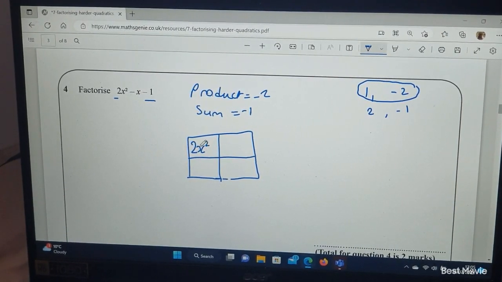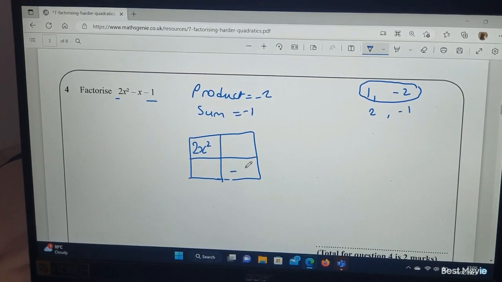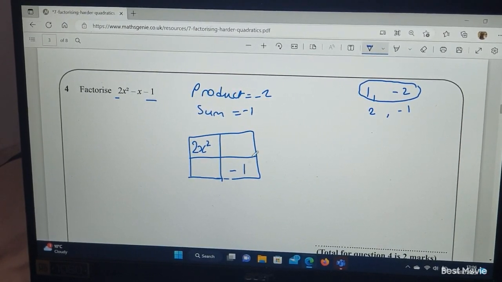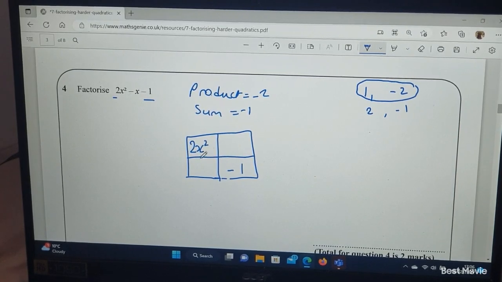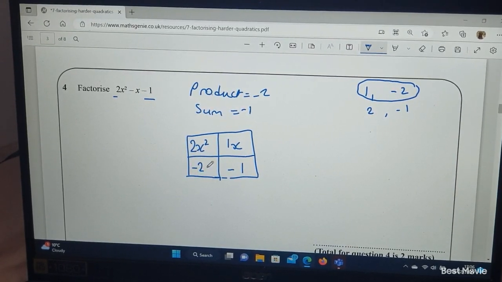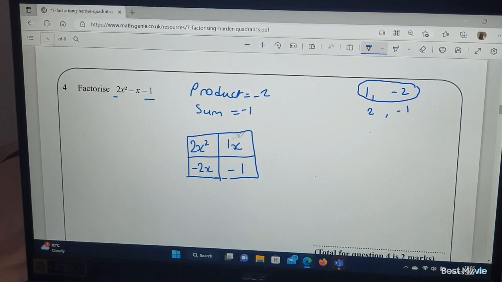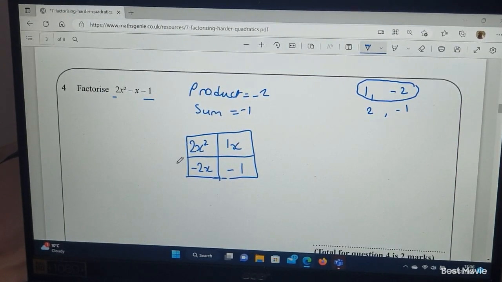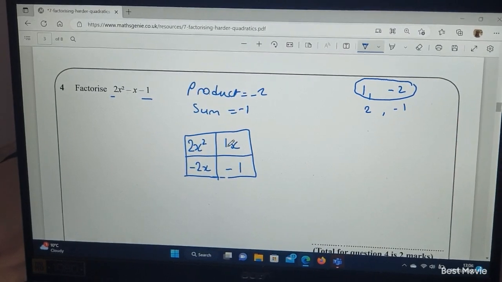2x squared will go in the first box. Minus 1 will go in this position here. And then we want 1 and minus 2, so 1x and minus 2x. You can also write just x in here, which is the same thing as 1x.